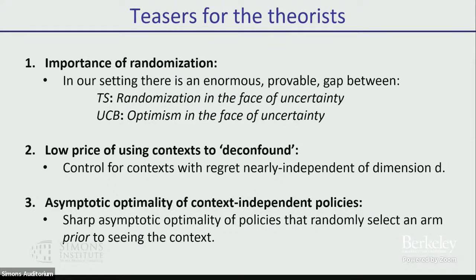A second interesting nugget is we're going to use contexts like the time of day or something in the Lift example, just to deconfound our inferences. And in our results, the price of doing that is going to be very, very small. Okay. So if you're used to contextual bandit bounds or something, they say that you should be very judicious how rich you make your features. That is not going to happen here.